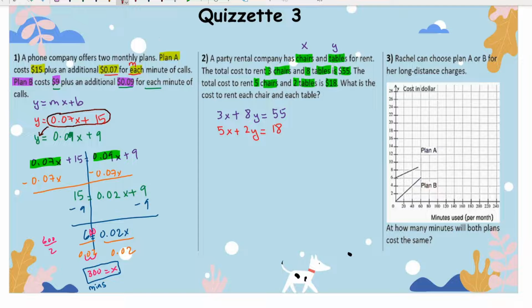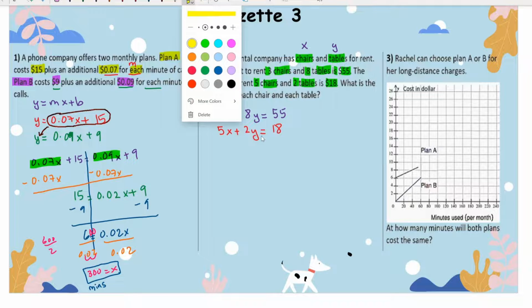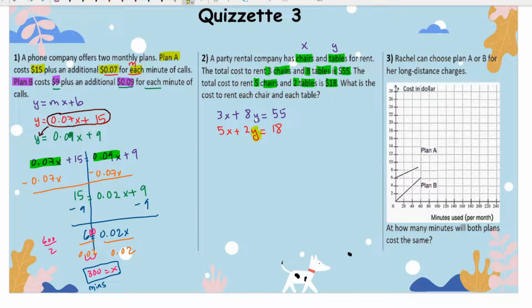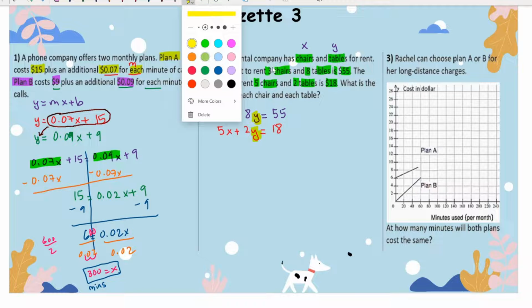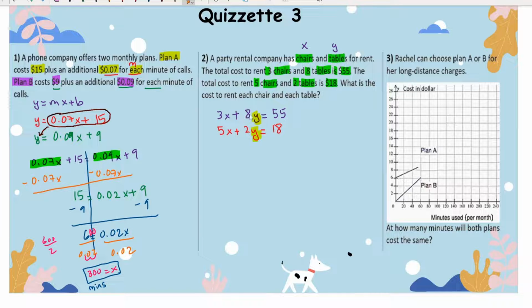So you're going to pick the variable to cancel out. You can choose either x or y. In this case, I will choose y. It's easier. You may ask why it is easier. It's easier because you have 8 as one coefficient and 2 as the other. To turn 2 into 8, you're going to multiply the second equation by 4. Right? We're going to distribute it.